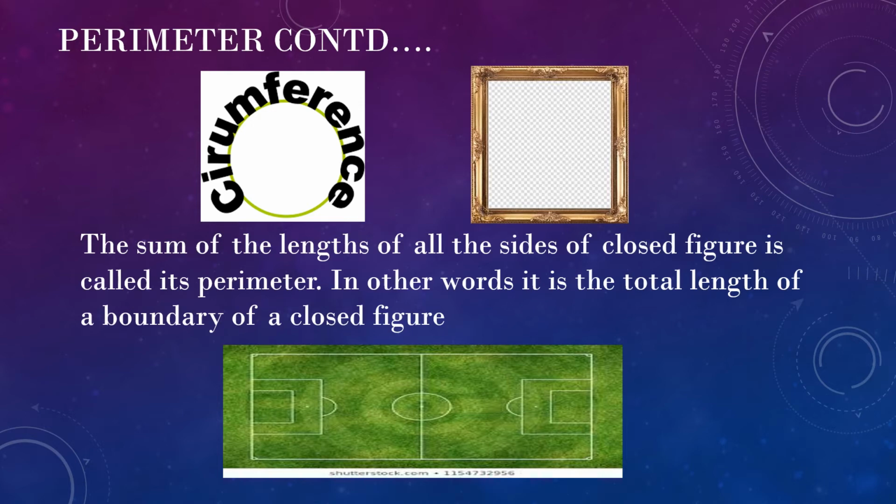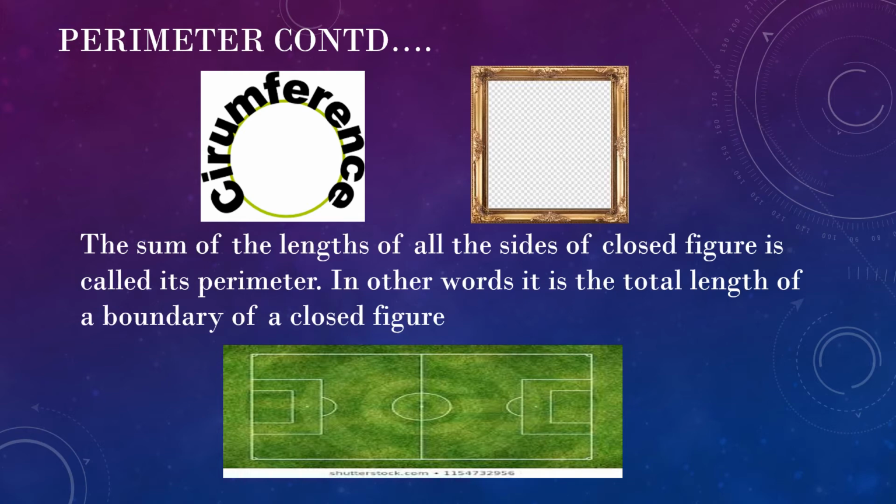Let's see a few examples where we actually need to calculate the perimeter. First example is of a circle. The boundary of the circle is called circumference. So, the circumference of a circle is the perimeter of a circle. Another picture is of a photo frame. When you need to put a photo frame to a particular photo, we first need to calculate the perimeter. Accordingly, we have to cut it and then we can fit our photo into that.